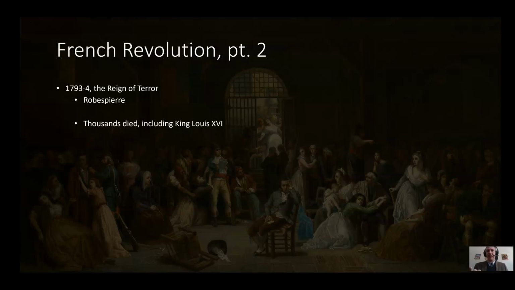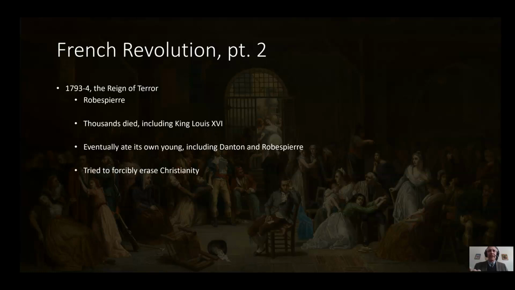Thousands died, including the king and his wife. Citizen Capet, they called him, because he was no longer a king. He was citizen. Kind of like with the Communist Revolution. They called everybody comrade. So it ate its own young, including Danton and Robespierre, which is noticeable, but it would be kind of like if the Nazis turned and killed Hitler, right? Of course, the Nazis did turn and kill some of their own.